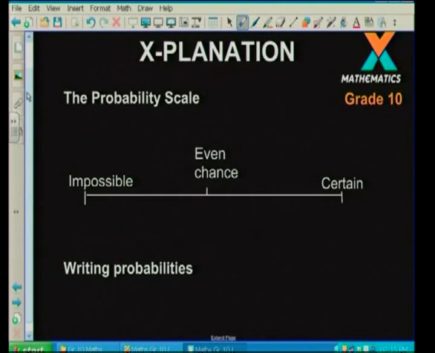The first thing that we need to know about probability is our probability scale. Probability is always a number between 0 and 1. If something is absolutely impossible, we say that the probability of it is 0. If something is absolutely certain, the probability is 1. And everywhere in between, we have certain probabilities. Halfway through, if it's just as likely for something to happen one way or the other, we will say that this is an even chance.